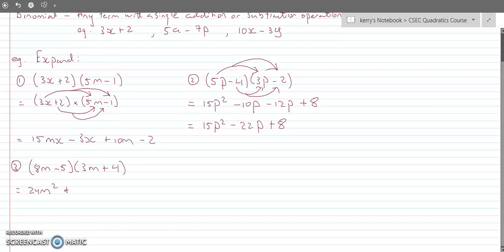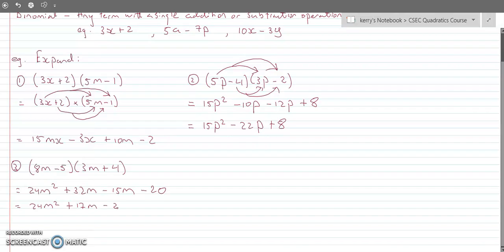8 by 4 is 32, by m, so 8m by 4 is 32m. You finish with the first term. Let's go to the second term now. Minus 5 by 3 is minus 15m. And lastly, minus 5 by 4 will give us negative 20. Now you go through this to see if you can add any of these. You can't do anything with 24m squared, so that's just 24m squared. 32 take away 15 of any of the same thing, right? Again, simple subtraction will give us 17m. 32 take away 15 is 17m, right?